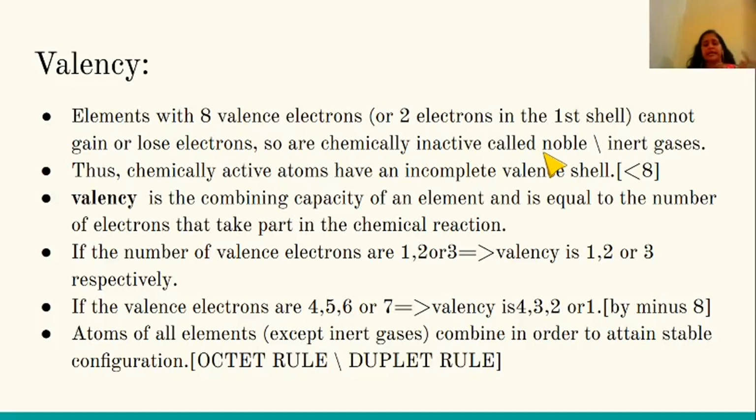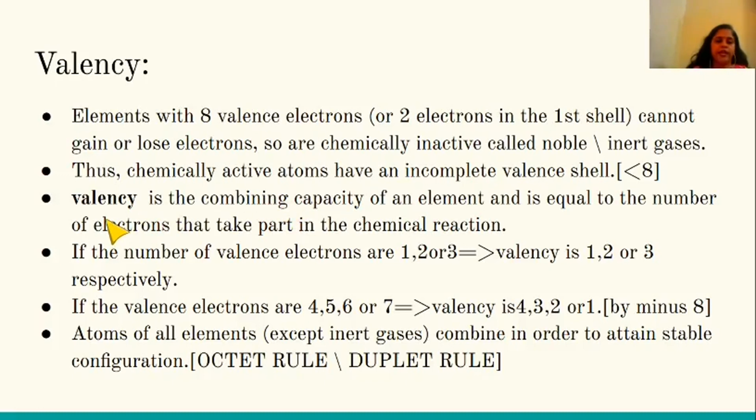That is indirectly meaning what? That all chemically active atoms will have an incomplete valence shell. They will have less than 8 electrons. 1, 2, 3, 4, 5, 6, 7. 1, 2, 3 metals, 4, 5, 6, 7 non-metals. 8 will be inert or noble. Please try to understand this.